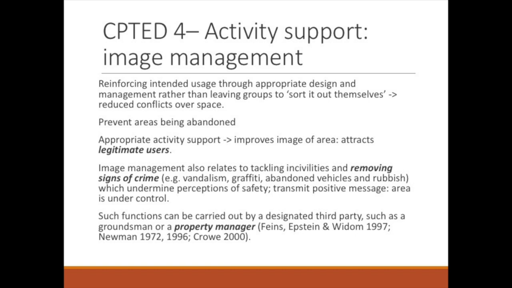Another aspect is we want to prevent areas from being abandoned. So with appropriate activity support, the image of an area improves, and then this attracts more legitimate users to the area. Image management also relates to addressing incivilities and removing signs of crime, so cleaning up after graffiti and vandalism and removing abandoned vehicles and rubbish and so on. Because these signs undermine people's perceptions of safety. Well-managed places or places with quality image management will send out positive messages that the area is under control. And again, these aspects of image management can be carried out by a designated third party, such as a property manager or a groundskeeper, for example.